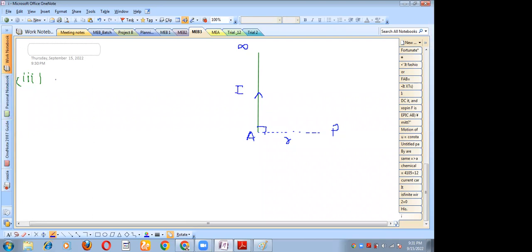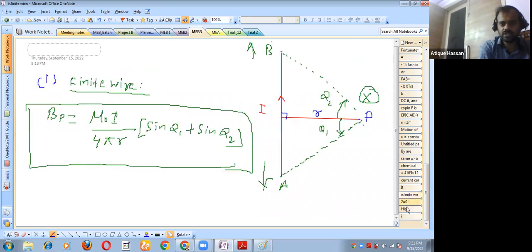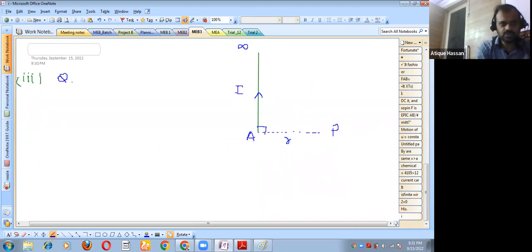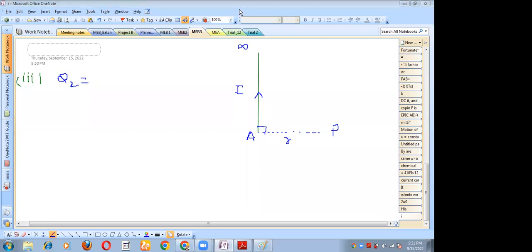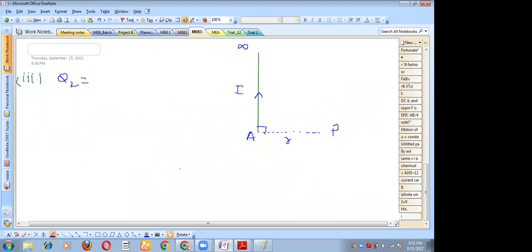Yes, sir. So in that case, what are theta 1 and theta 2? Theta 2 is the upper side, theta 1 is the lower side. What will be the value of theta 2? See here in the diagram, the point is going to infinity. So 90 degrees. Correct. Theta 2 should be 90 degrees.